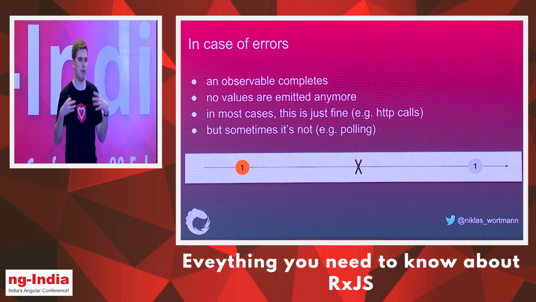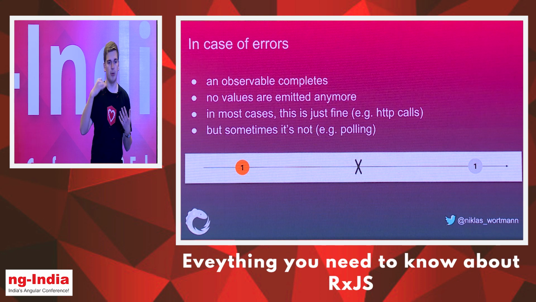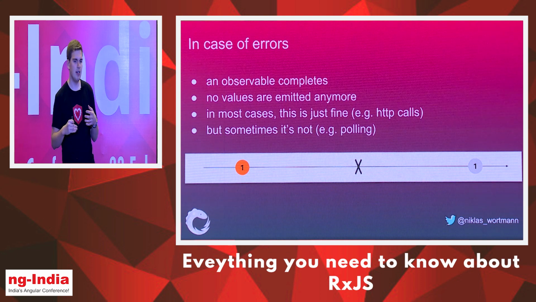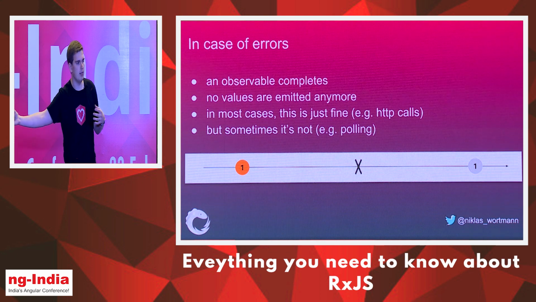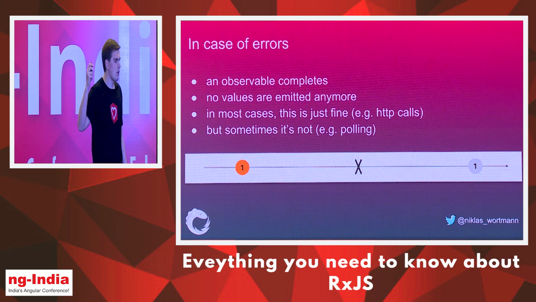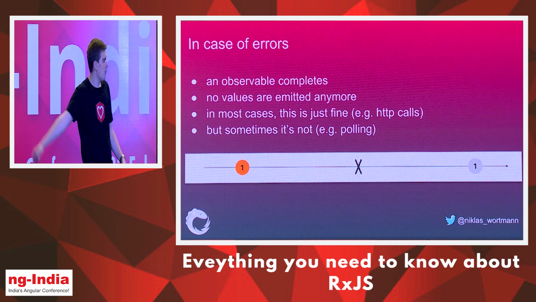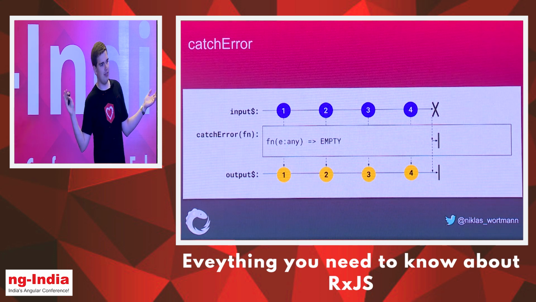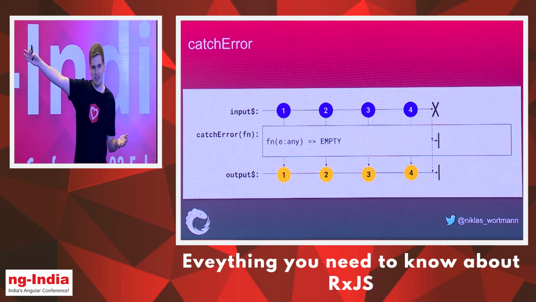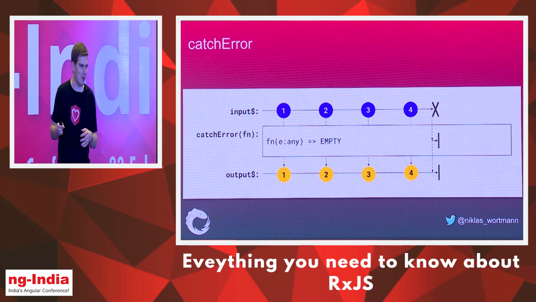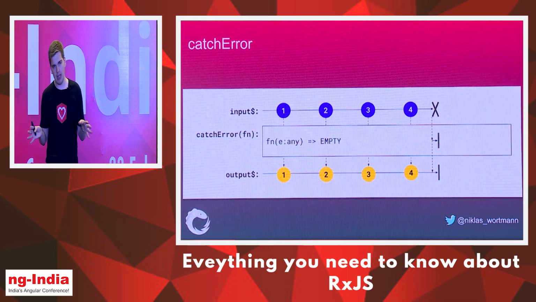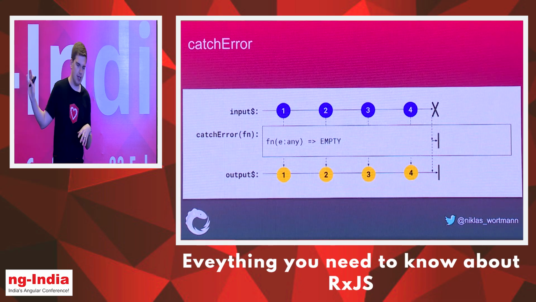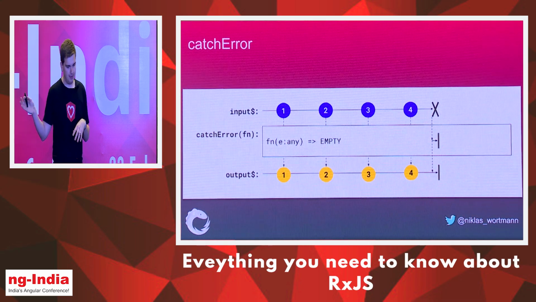right? Because, for example, if you're doing polling, where you want to request every 10 seconds, you don't want that stream to end just because the server is not available for a second or whatever reason else causing an error. So what you can do, and I'm sorry that I already lied to you because this is the last operator I will present to you, is the catchError operator. There are multiple error handling operators, but this is the easiest and most common one.